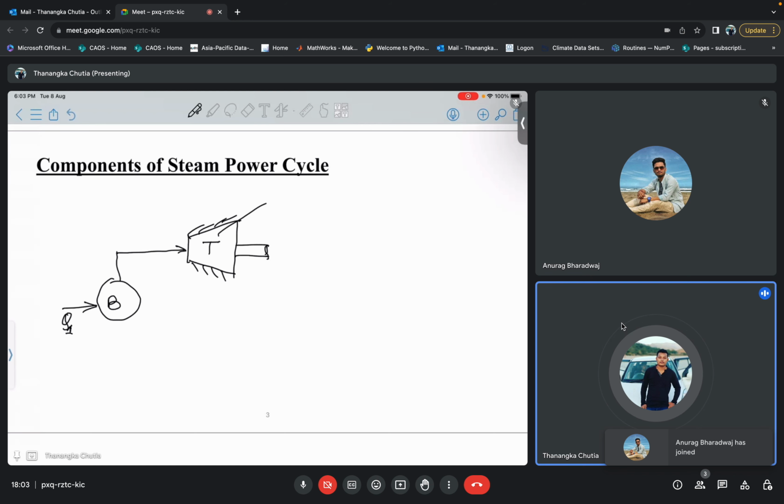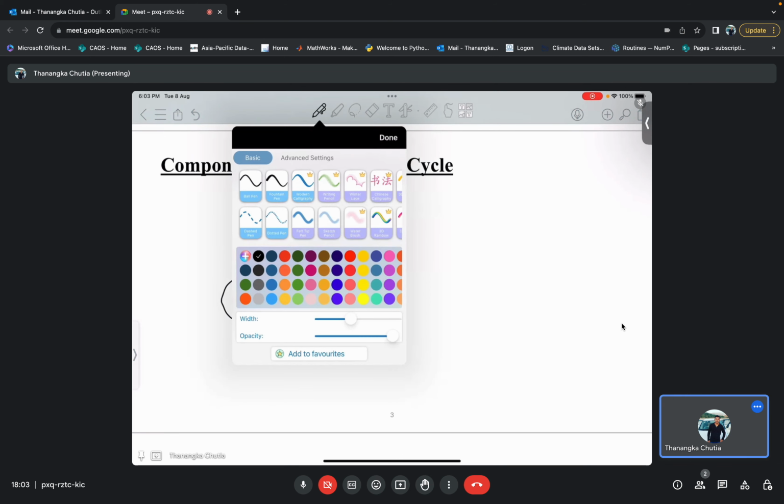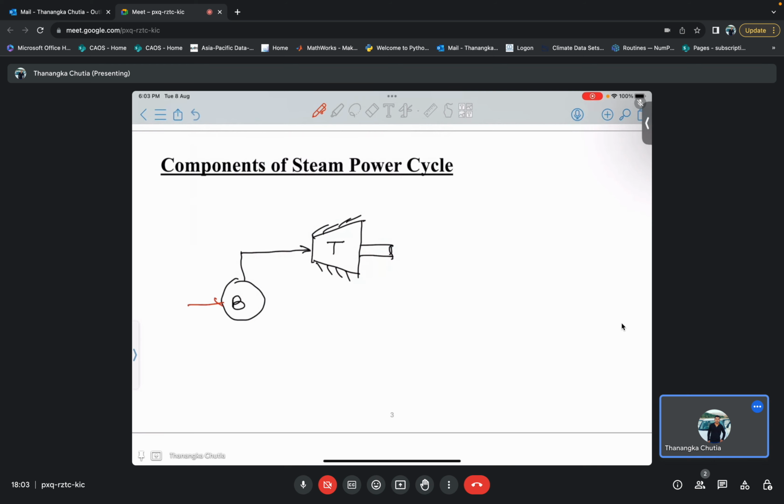So this amount of work that we already studied, WT, is basically produced by Q1. Let me use a different color so that you don't get confused here. WT amount of work is taken out.